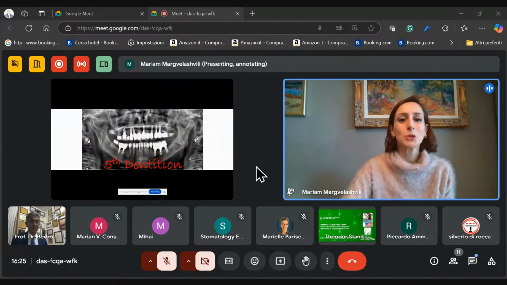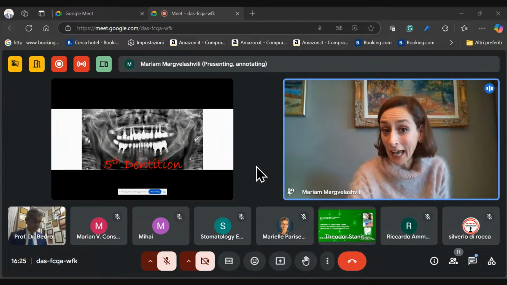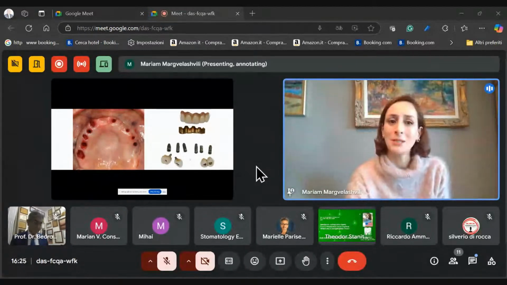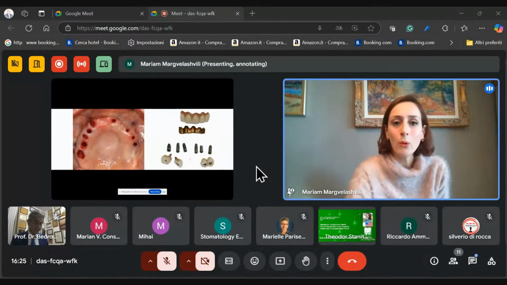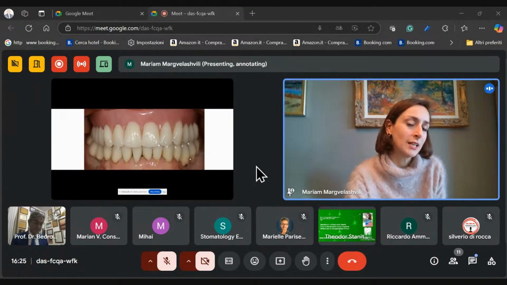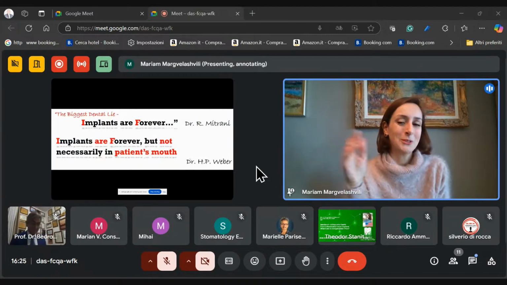So eventually we can see that all the implants in this patient are failing, and she has to go for the 5th dentition. We took all the failing implants out. I could not do the immediate placement because she literally had no bone or place where I could place the implants on the day of explantation. So she had to be in a partial, immediate complete denture.